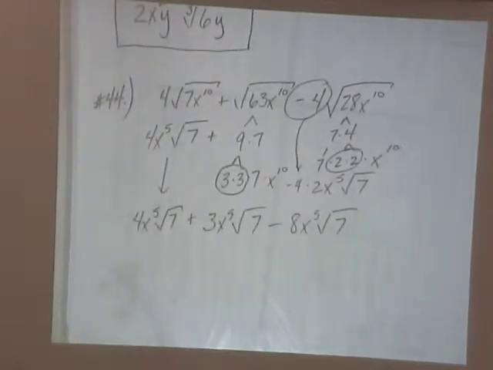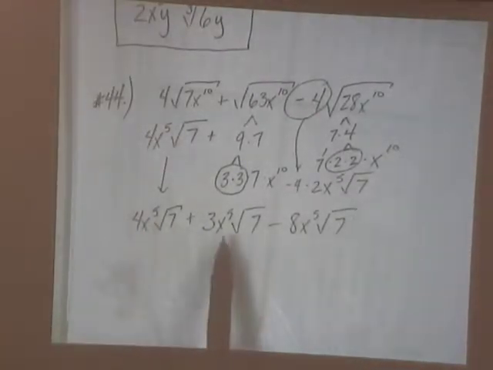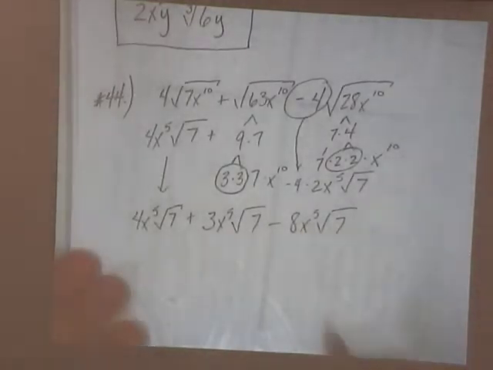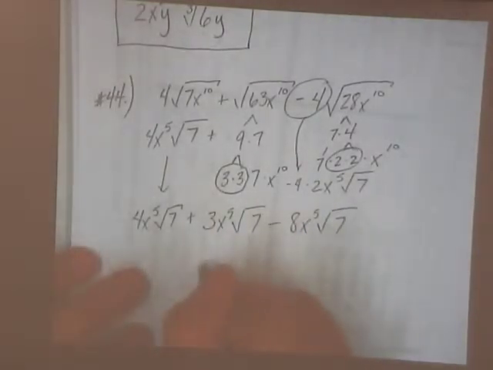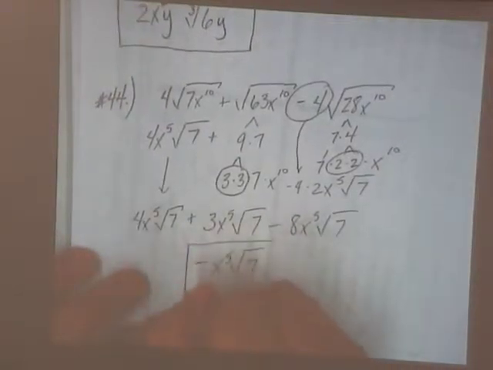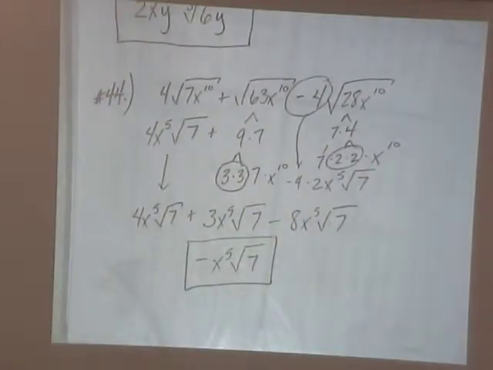All right, so the number on the inside is all the same now. So 4 plus 3 is 7, minus 8, negative 1, so it's negative x to the 5th, square root of 7. Questions on 44?